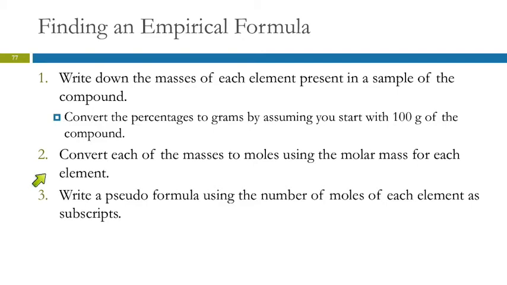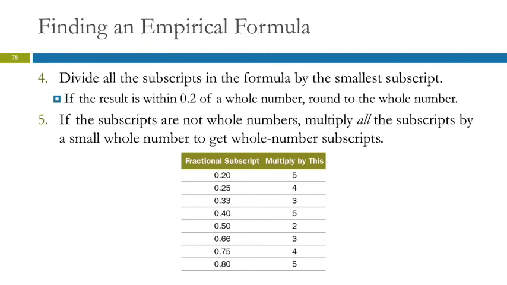The next step is to take those masses and convert them into molar masses so you get moles of each element. Then your book says write a pseudo formula using the number of moles as subscripts. Personally, I think that's dumb. Divide all the subscripts, I would say all the moles, by the smallest number of moles, because we're trying to get ratios of moles.